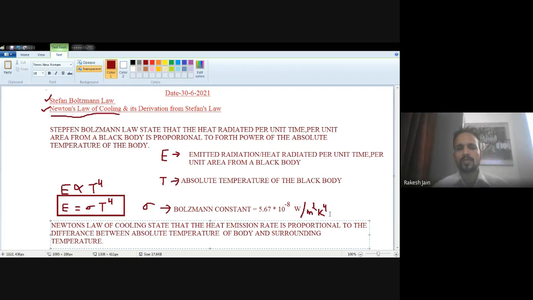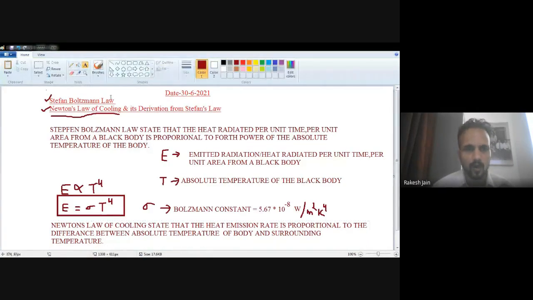So Newton's law of cooling states that the heat emission rate is denoted by dQ upon dt. So dQ upon dt is proportional to T minus T0. So I just write down this statement here. Just move a little bit to the upper side.